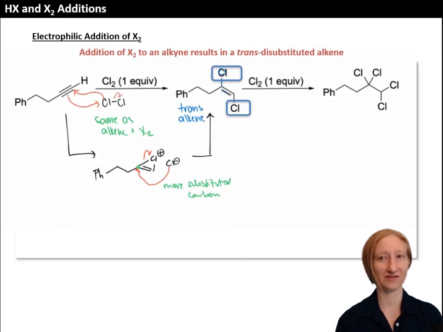From this alkene, if there's another equivalent of chlorine around, then it can add again. And we've seen this mechanism already, but we'll revisit it again here. The alkene attacks the chlorine to form the chloronium ion. And from the chloronium ion, the chloride attacks the more substituted carbon to open the ring and form a new carbon-chlorine bond.